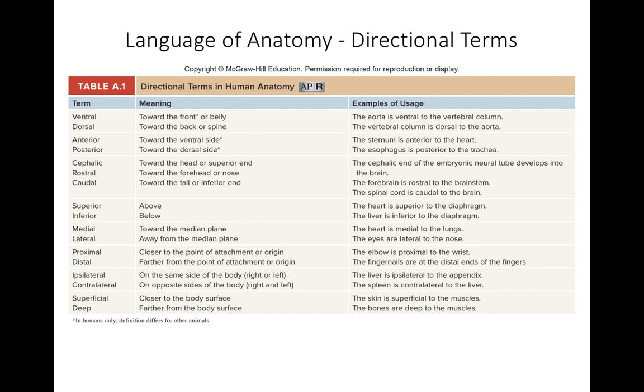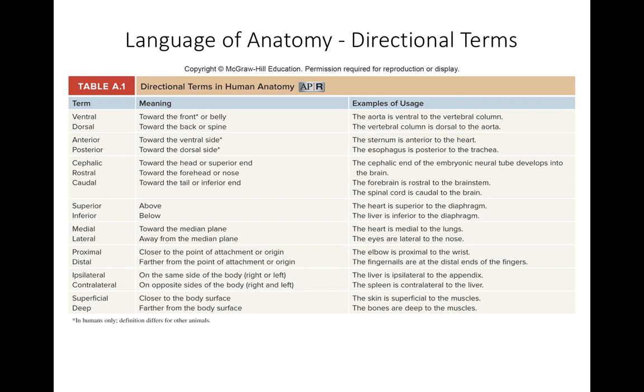Next, we have some terminology that is going to be very used in the nervous system. Cephalic means it's toward the head. Rostral means it's toward the forehead or the nose. And caudal means it's toward the tail. And so when we get into embryonic development of the nervous system, we're going to come across that terminology.